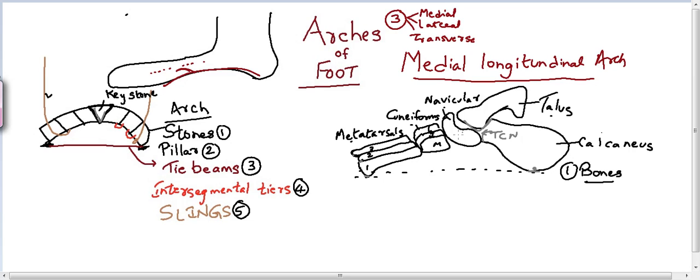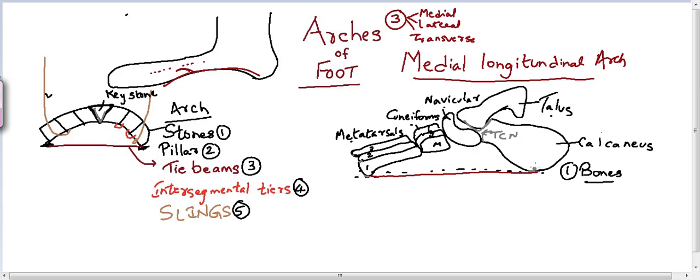Moving on to the next, tie beams. So what are tie beams? They connect the posterior pillar to the anterior pillar. So the tie beams over here are, I'll show in a similar color code, the plantar aponeurosis connecting from here to here. There will be one aponeurosis, the plantar aponeurosis.